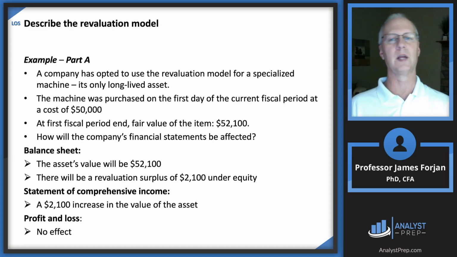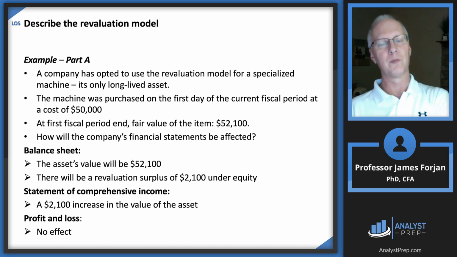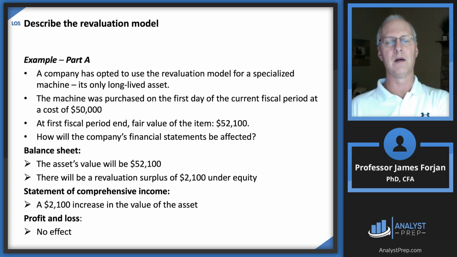But let's go ahead and look at a quick example here. Let's suppose we have a machine that costs $50,000, but at the end of the first period, it's worth more than that. Let's say $52,100. And so under the international standards, what can the company do? The company can increase the asset value to $52,100. And so that increase of $2,100 is going to show up as an increase in the value of the long-term asset, and then the corresponding credit over on the right-hand side of the balance sheet is a surplus under equity. But it doesn't show up on the income statement at all.